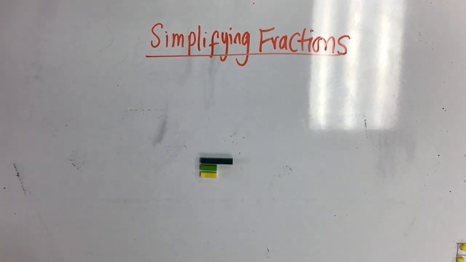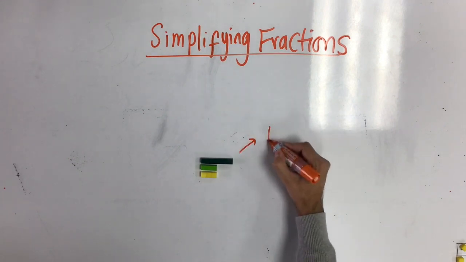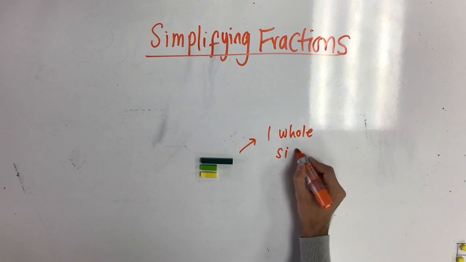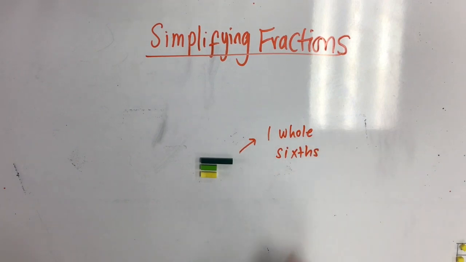In this video, I'm going to talk to you about simplifying fractions. When you simplify a fraction, you reduce it to its simplest form. In this example, I've got 1 whole, and I've divided that 1 whole into sixths. Underneath, you can see that there are 2 fractions of that whole.